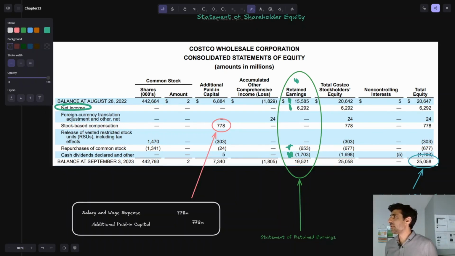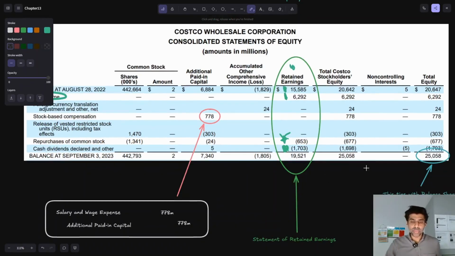Okay, is everyone seeing this? You have cash dividends, which is this 1.7 billion, and then they bought back stock, 653 million. Okay, and these are both reductions in retained earnings. But you can see here they earned quite a bit. This is Costco. So their retained earnings still went up because they're still reinvesting in the business. You can think about it like that.